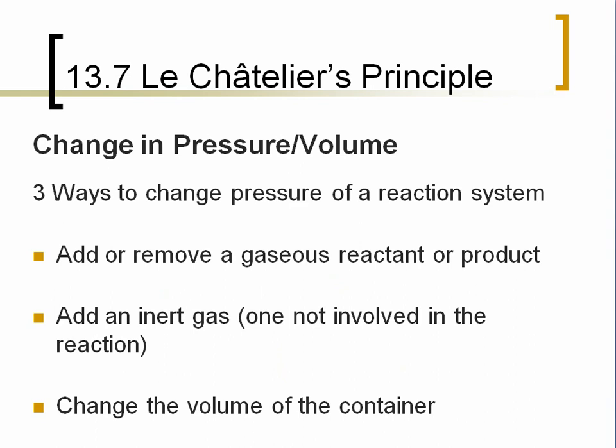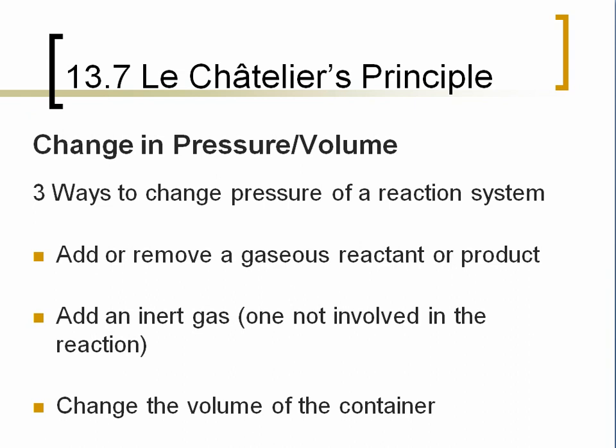Okay, for changes in pressure and volume, remember that pressure and volume are related. There are three ways to change the pressure of a reaction system. We can either add or remove a gaseous reactant or product, add an inert gas, and basically one that's not involved in the reaction, or change the volume in the container.